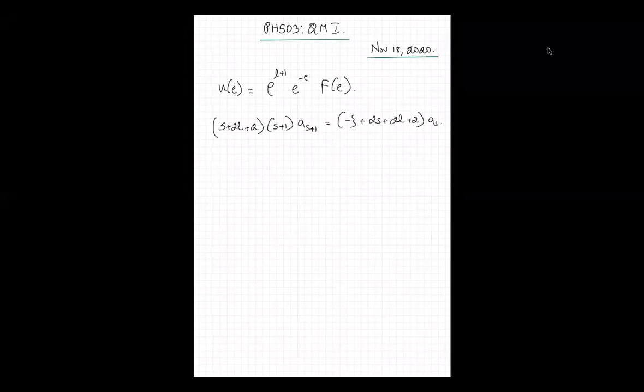Let's remind ourselves that this C is equal to 2 mu Z e squared divided by kappa h bar squared. And remember that E is minus h bar squared kappa squared over 2. All right.